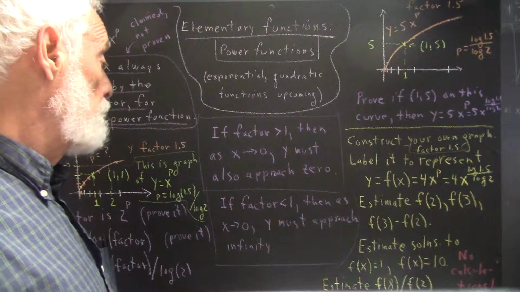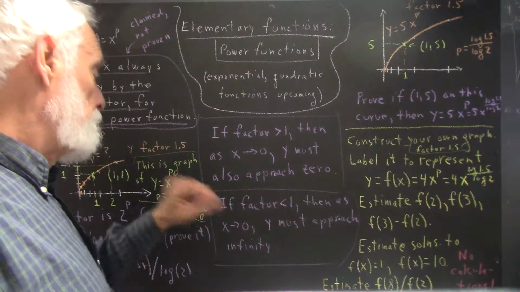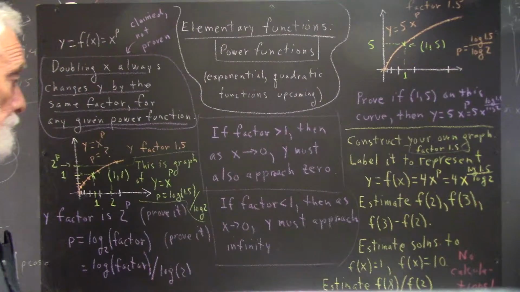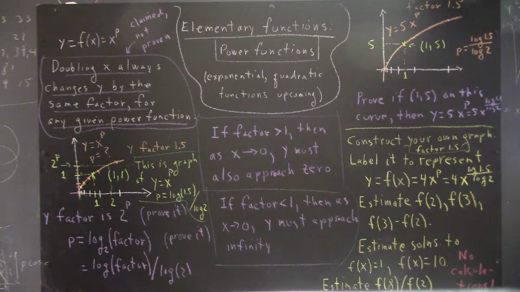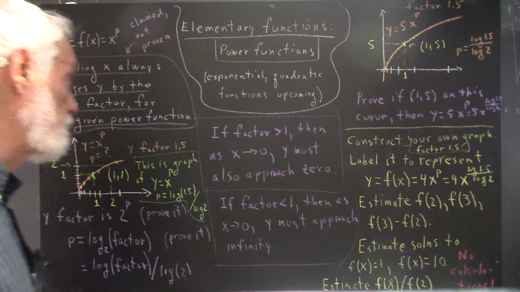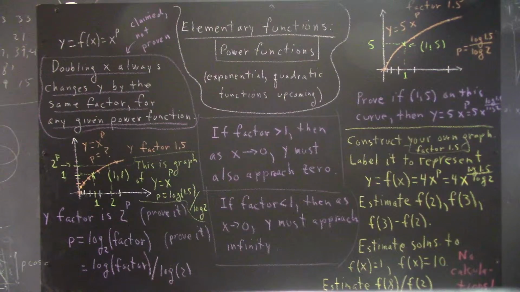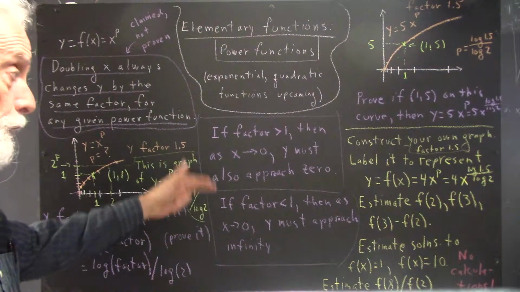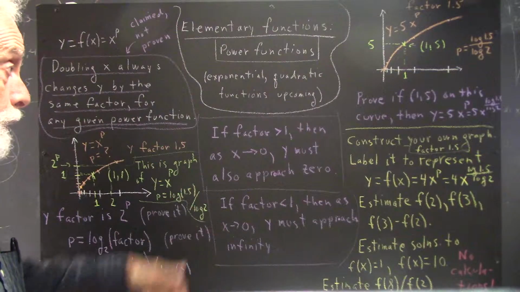Also, if the factor is less than 1, then as x approaches 0, y must approach infinity. Okay, I'll leave that statement up there. You might not be equipped at this point to think about that statement, but it's a fairly profound statement, not too difficult to prove. Once you understand what it means, this isn't too difficult to prove.